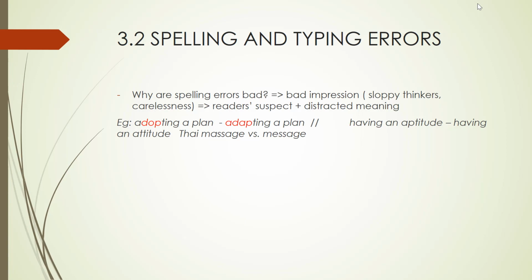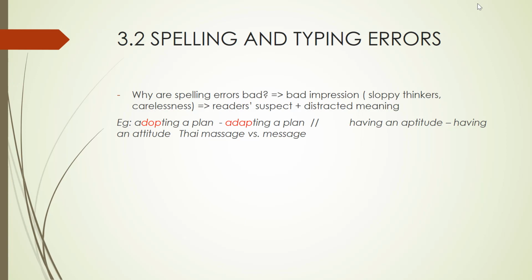In section 2, we are going to discuss spelling and typing errors. To be honest, spelling errors are really bad because they can leave a very negative impression in the eyes of the reader or the audience, who may think that the writers are sloppy and not very careful. So this can lead to the reader's suspicion, as well as distracted meaning.